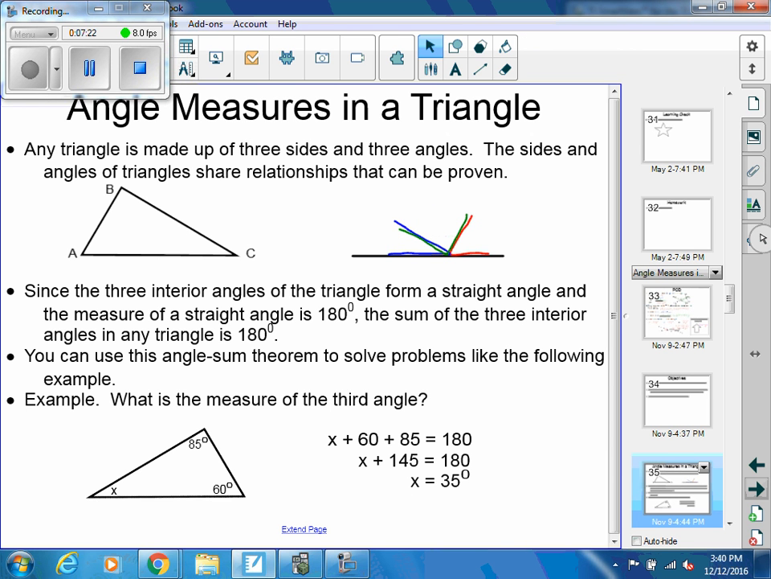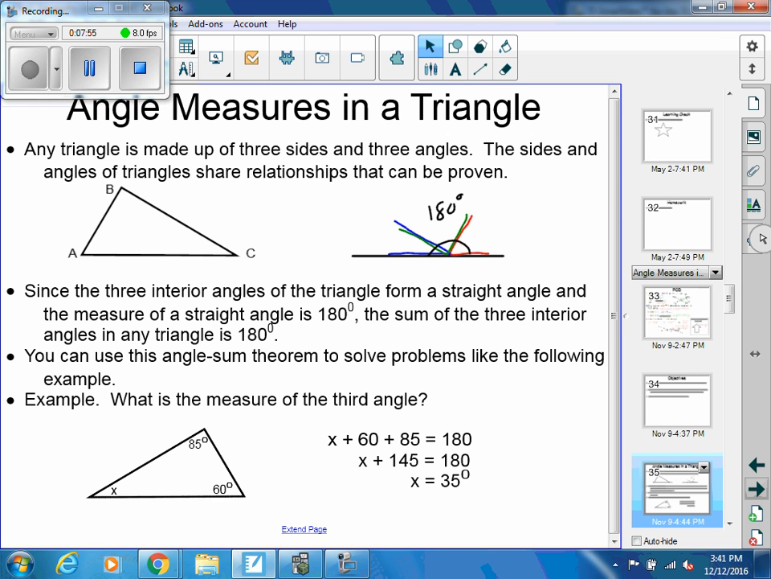Okay, as you can see, we put those 3 angles together. They form that straight line there, which means that all 3 of these angles together are going to make 180 degrees. Now, since the 3 interior angles of the triangle form a straight angle, and the measure of a straight angle is 180 degrees, the sum of the 3 interior angles in any triangle is 180 degrees. You can use this angle sum theorem to solve problems like the following example.